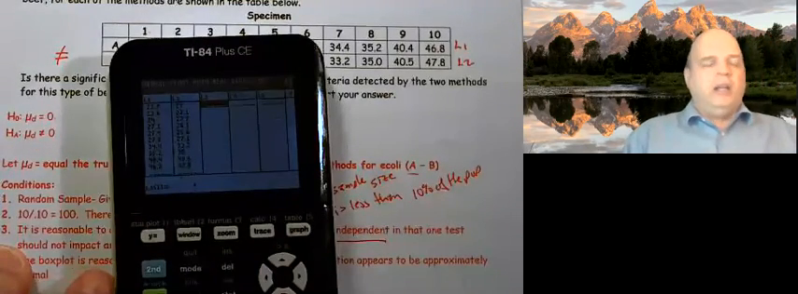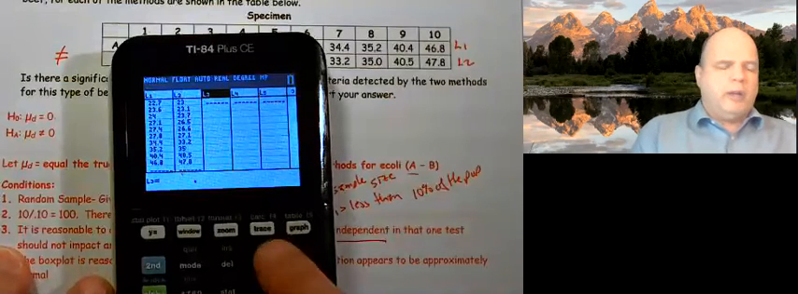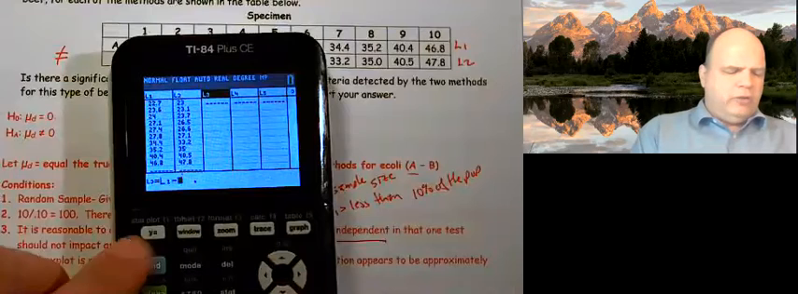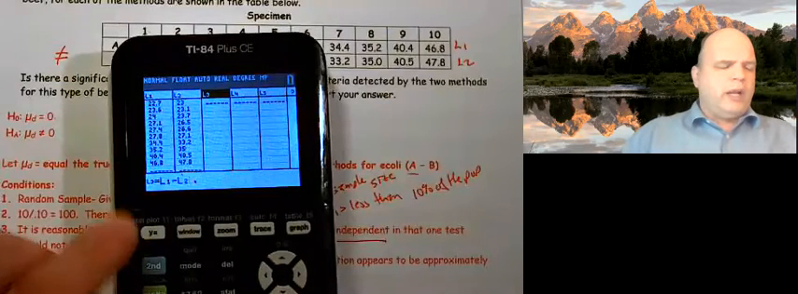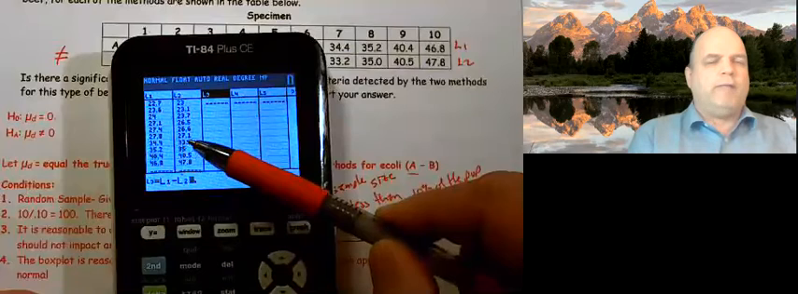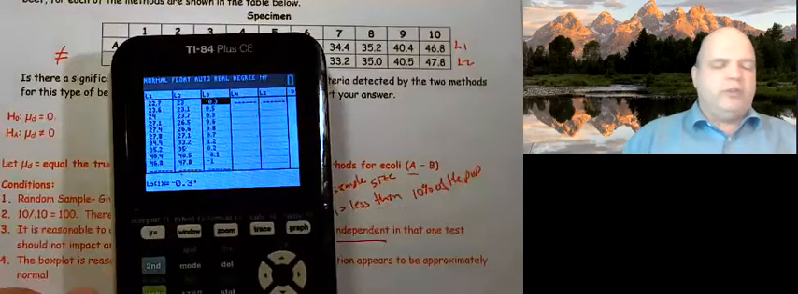So I have my data in L1 and L2, and I'm going to arrow up to the top of L3. I just arrowed up. I'm going to press second 1 minus second 2. It's real important that I went L1 minus L2 because I went A minus B. That's the way I defined it, so I need to go in that order. I press enter, it populates it.